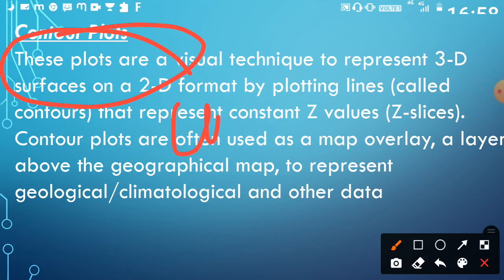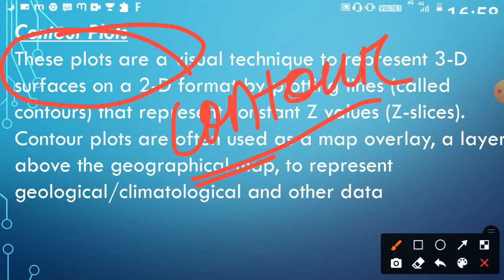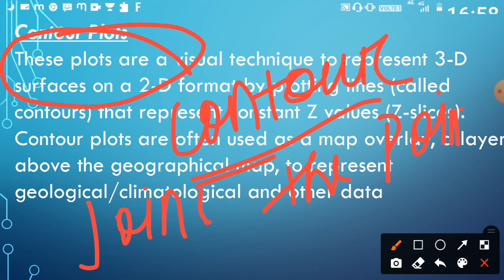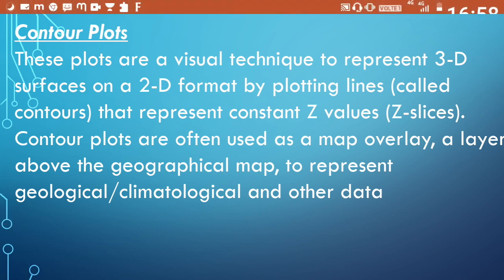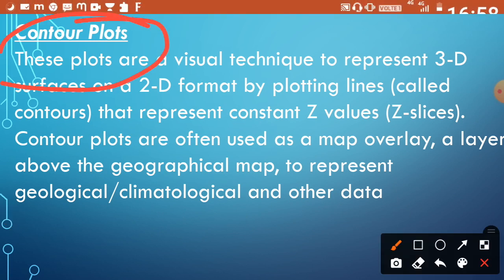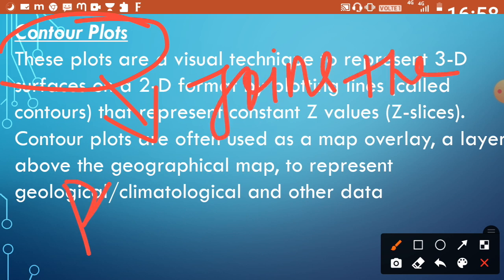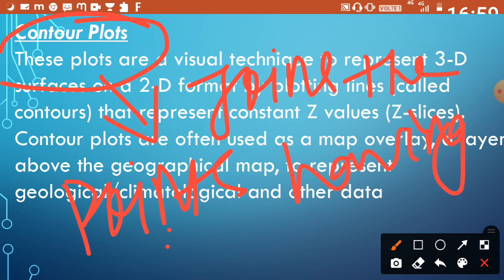Okay, so what is a contour actually? When I talk about contour plots, it actually joins the points of the same value. Fine. What is a contour? Generally, a contour plot joins the points having the same values.